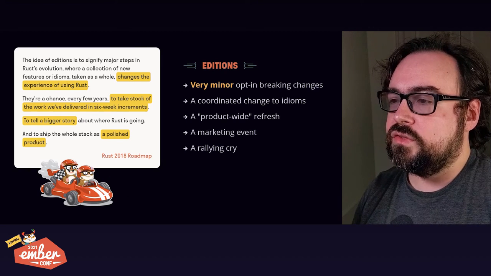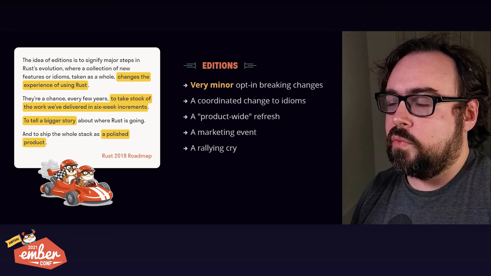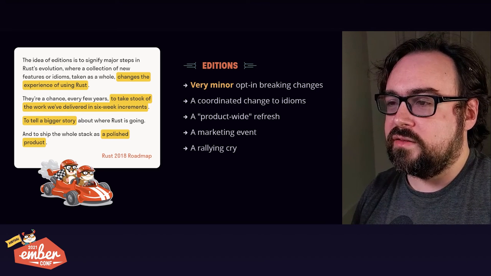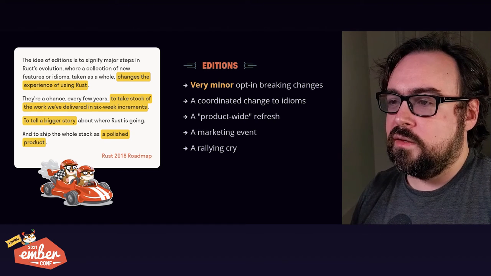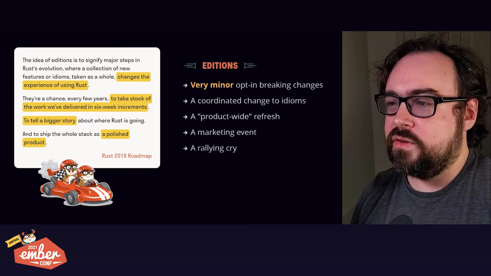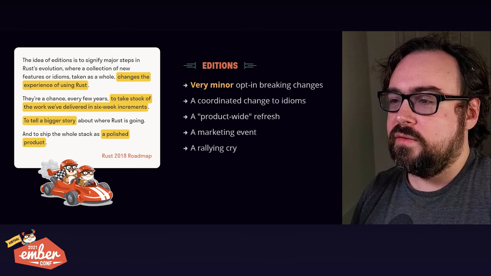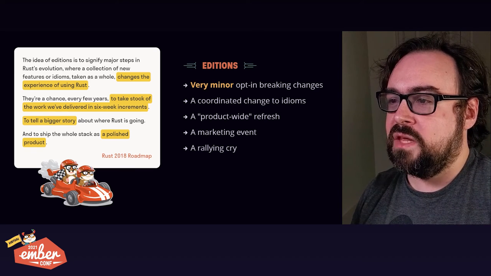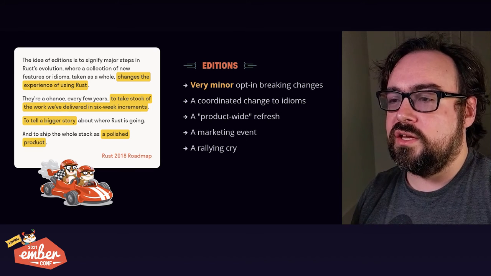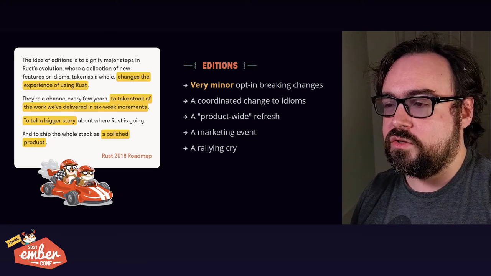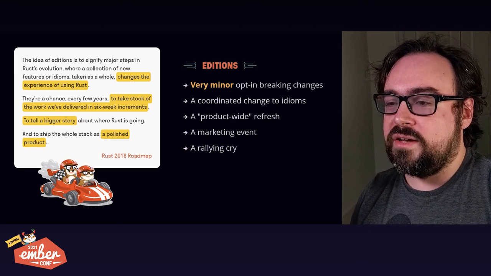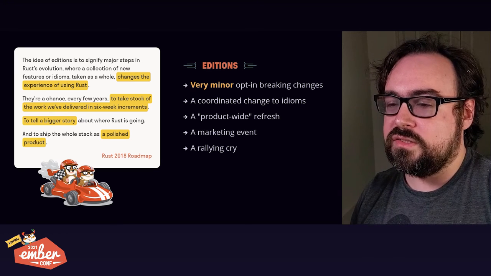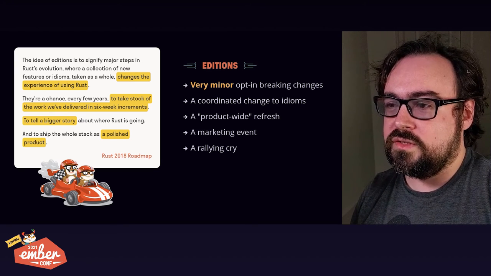Now that Ember and Rust did our first addition, we know that they're a big deal. But when we first announced them, and looking at this list, it's hard to put your finger on it. And again, I think the deal is people are so used to thinking about everything in terms of stability and Semver that it's really hard to think about the fact that things like a coordinated change to idioms or a product-wide refresh or a marketing event should matter. So the dominant reaction that we got and the dominant reaction that Russ got was, what's the point of this?